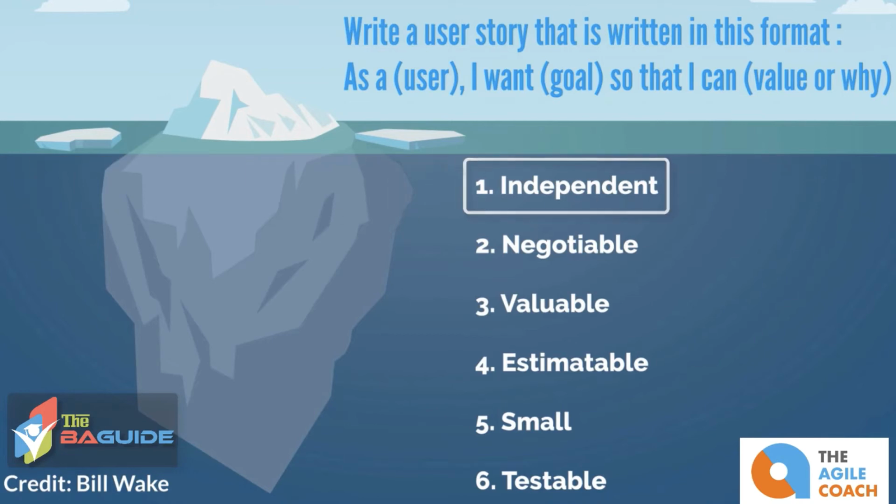The first one is independent. Independent just means that when you're writing a user story, you don't have any dependency with any other user story, and a team can pick it and get it to done without having to depend on any other user stories.